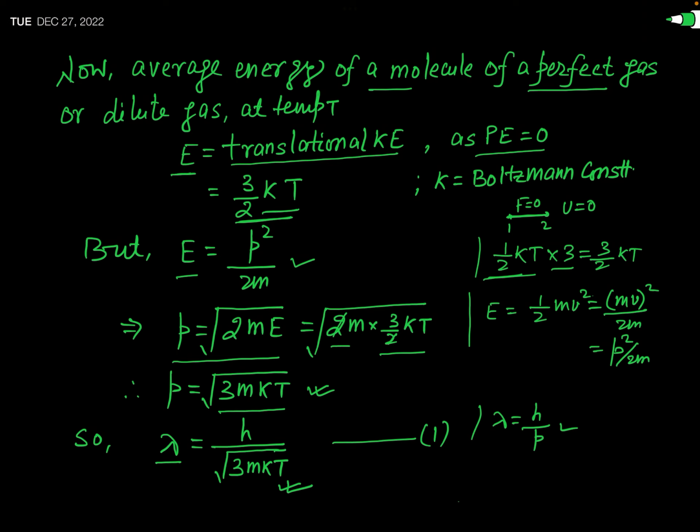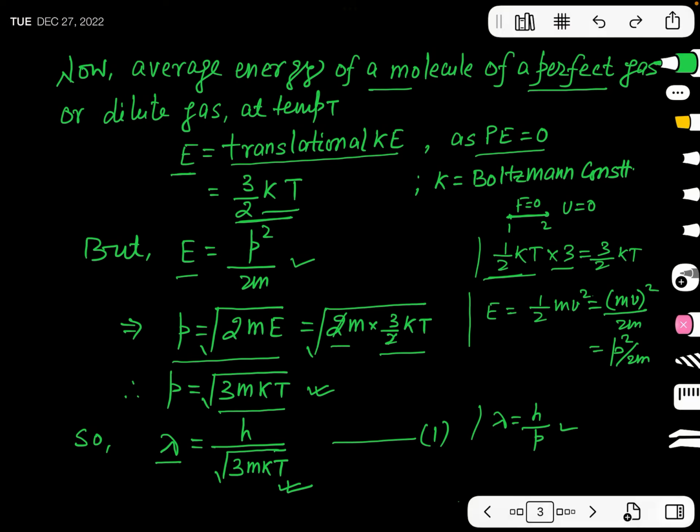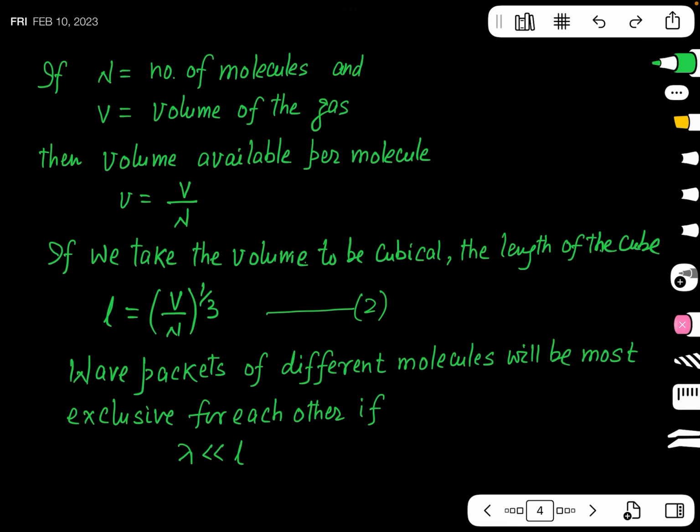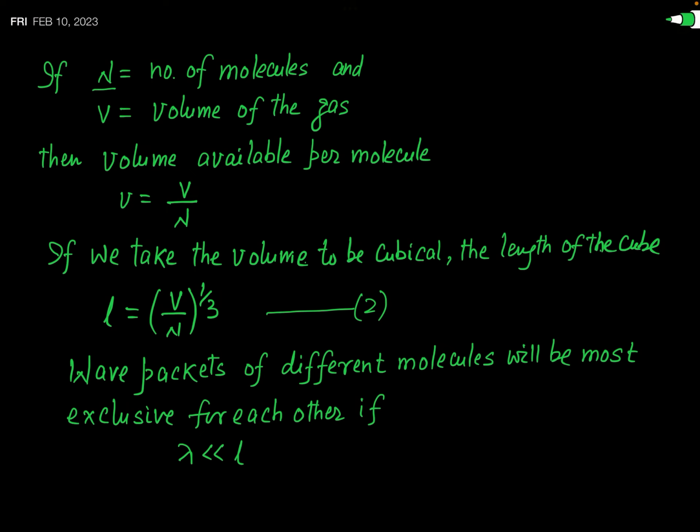Now we will find the size or the space available for a molecule, and for this let us consider that N is the number of molecules and V is the volume of the gas. Okay, so as the volume of N molecules is equal to V, the volume of one molecule will be V over N. So the volume available per molecule will be V over N.